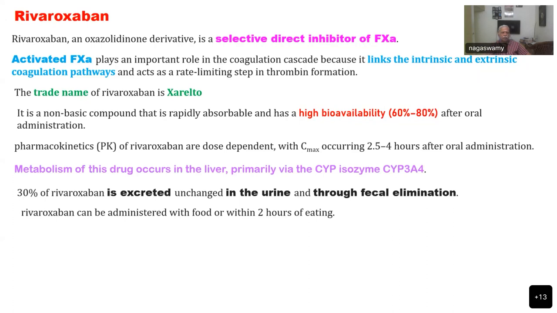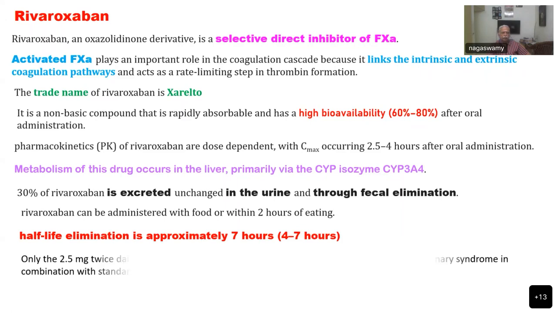It can be administered with food or within 2 hours of eating. There is no need for food alone. Half-life elimination is approximately 4 to 7 hours.